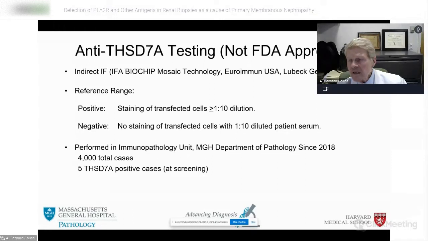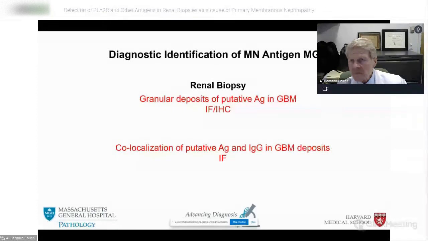Since we started doing the assay in 2018, we have analyzed more than 4,000 cases, and 5 of those cases have been positive for THSD7A. There again, that's a low number. As you recall, the percentage is 3% as a cause for primary membranous, but this number is much lower, and that's because this test is used for screening patients with proteinuria, for example.